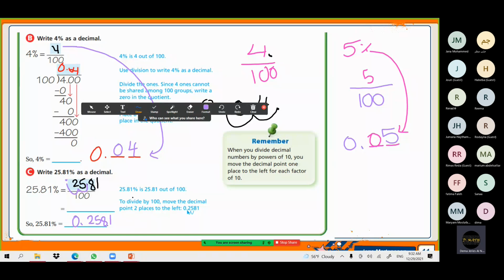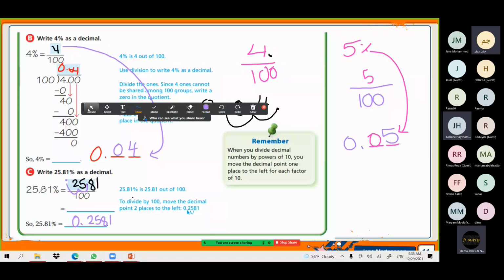Okay, divided by 100, I have to move the decimal point to the left. How many digits? According to how many zeros. If there is 1 zero, you go 1 digit. 2 zeros, you go 2 digits. That's it. Is it clear? Yes, miss. It's even easier than the fraction.